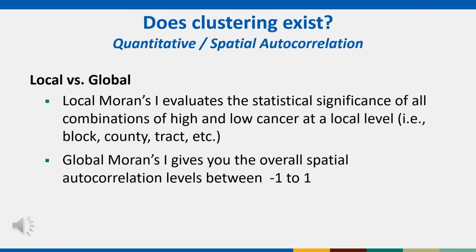Along with local Moran's I, we will be doing a global Moran's I. While a local Moran's I is interested in individual geographic units, the global Moran's I looks at the entire area to check for overall autocorrelation of the data. The value will be between -1 and 1, like a typical correlation value.